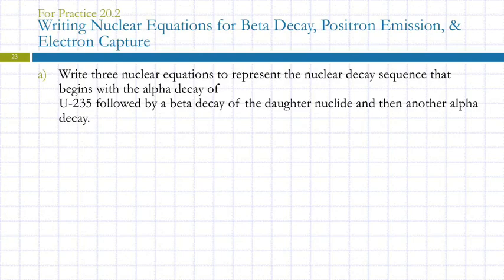So we should be able to write nuclear equations for different types of radioactive processes. So, the question here is: write 3 nuclear equations to represent the nuclear decay sequence that begins with the alpha decay of uranium-235, followed by a beta decay, and then another alpha decay.